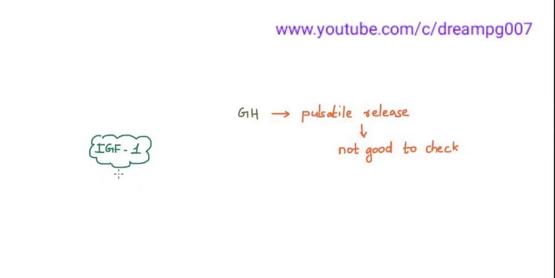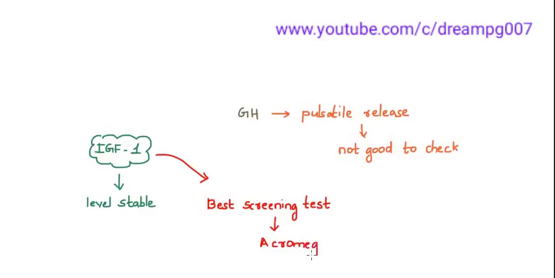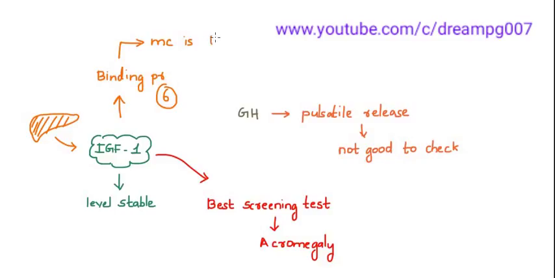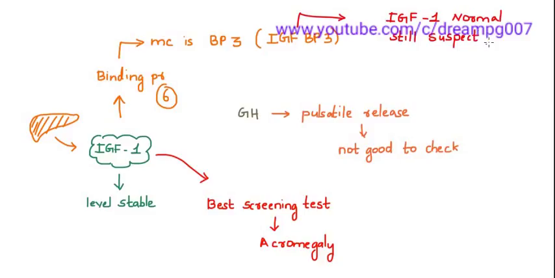Why? Because IGF-1 level also increases with the growth hormone, and the level of the IGF-1 remains stable. So, it is the best screening test in acromegaly. IGF-1 is secreted from the liver. This IGF-1 is bound to a binding protein. There are 6 types of such binding protein in the human body. The most common type is IGF binding protein 3. So in patients with suspected growth hormone abnormality, if you check the IGF-1 and it is found to be normal, the next best way is to check the IGF binding protein 3.